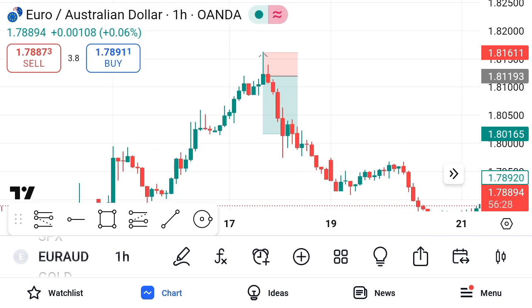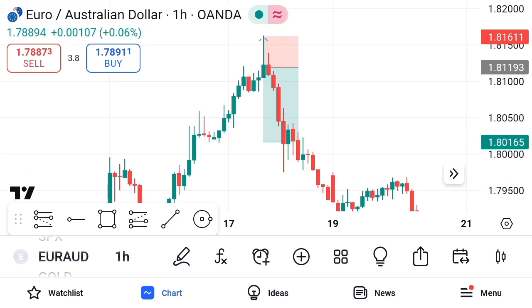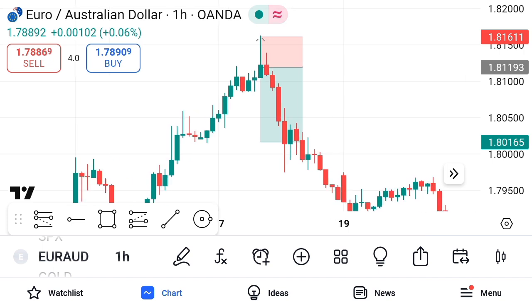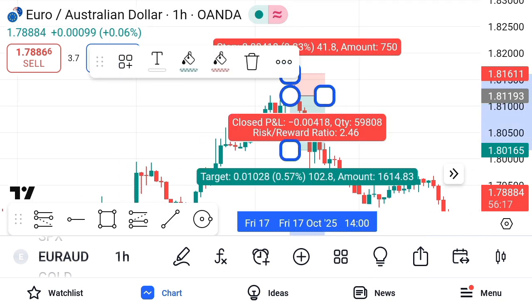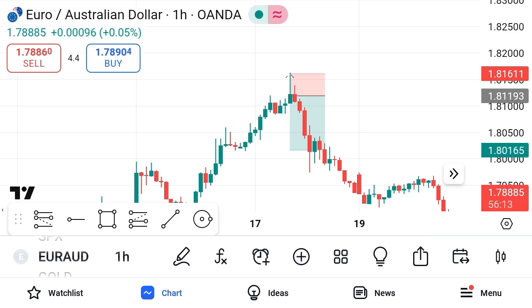This was a trade I was taking on the Euro AUD pair, that is the Euro Australian dollar pair, and yeah, it was a good 1:2. Yes, 1:2.